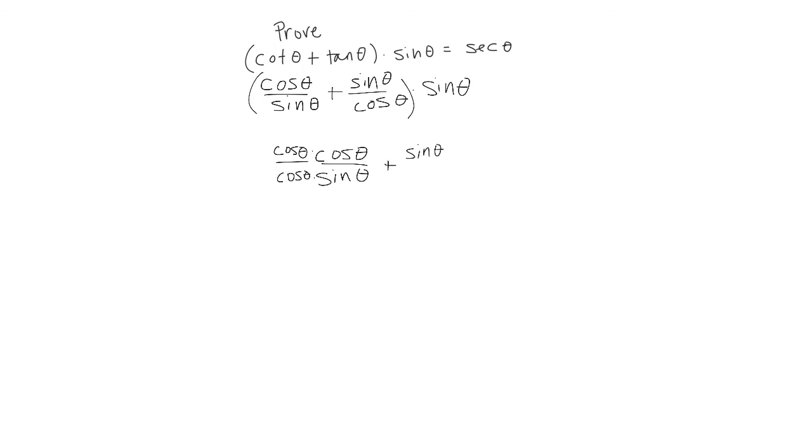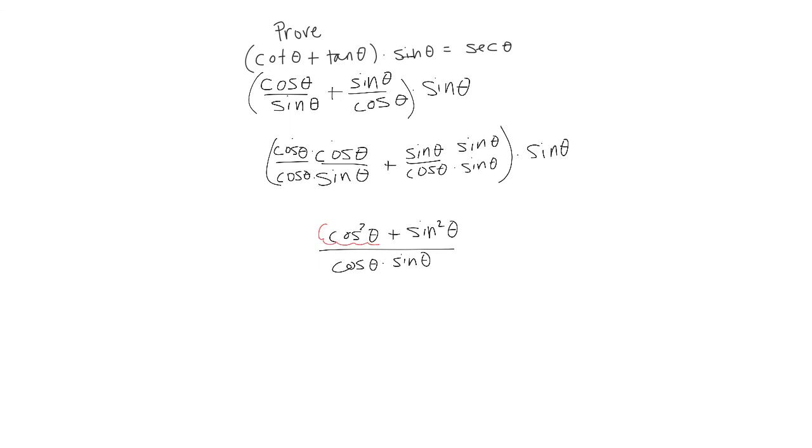For my second fraction, I have sine over cosine, and so that denominator needs a sine. What I do to the denominator, I need to do to the numerator as well. Now that's all still multiplied by that original sine out there. My common denominator is cosine theta times sine theta. And here cosine times cosine would be cosine squared, and here sine times sine is sine squared.